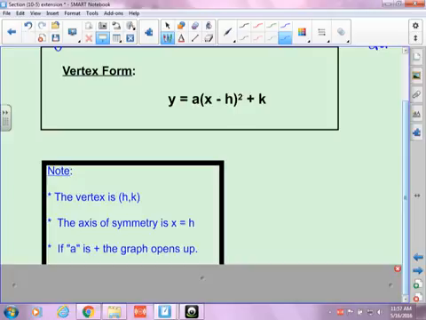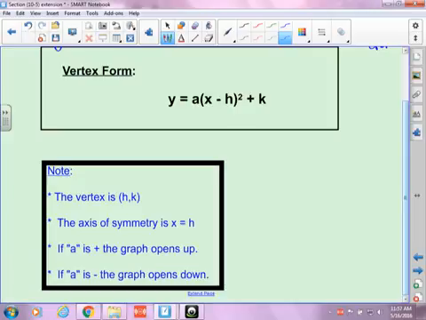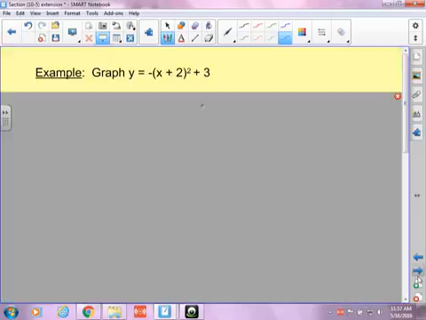If a is positive, the graph opens up, and it's considered a minimum. And if it's negative, the graph opens down, which means it's a maximum. That's correct. All right? Let's take a look at this equation.